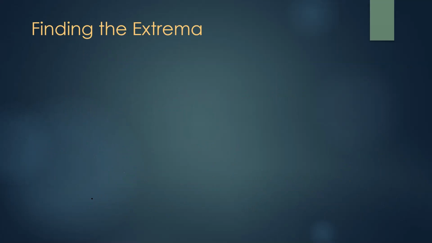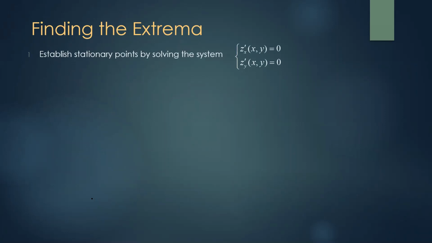Don't worry if you didn't have time to copy all that. I'm repeating everything. So the method: establish stationary points, that is the points where the tangent plane is horizontal, by solving this system. Just find the derivatives, write a system, solve it. If you're lucky, the system is linear. If not, then the system is more complicated and you have to employ some methods.